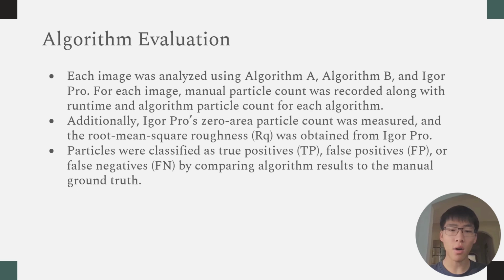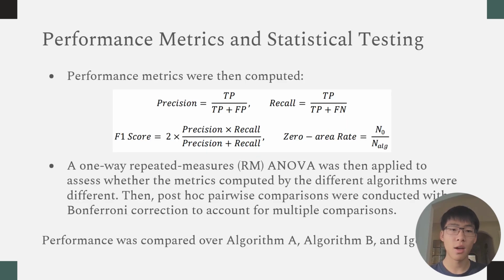Finally, to evaluate our algorithms, we classified each particle as true positives, false positives, or false negatives based on the algorithm results compared to the manual ground truth. In addition, we measured the root mean square roughness, a measure of roughness that was obtained from IGRPro for each image. We next computed performance metrics of precision, recall, and F1 scores shown on the screen.